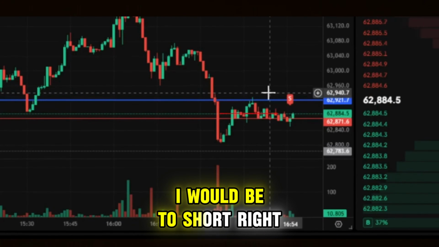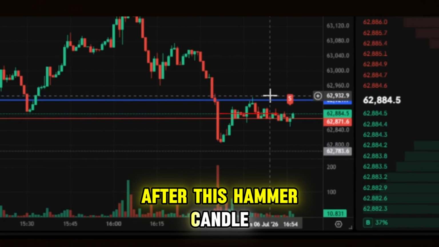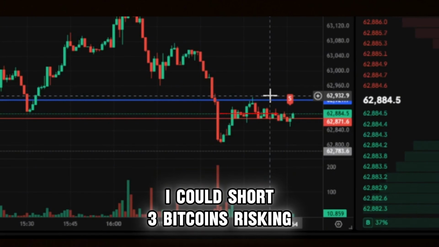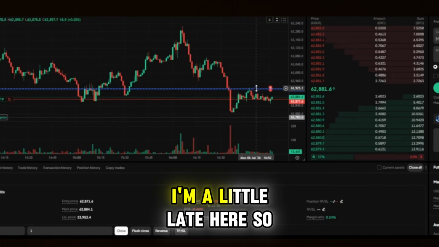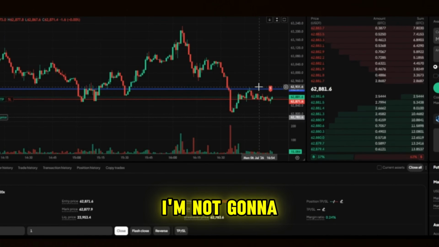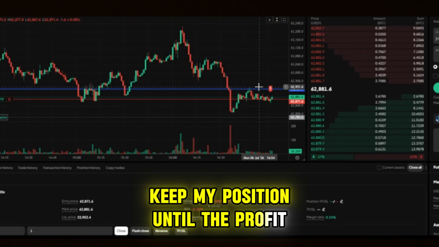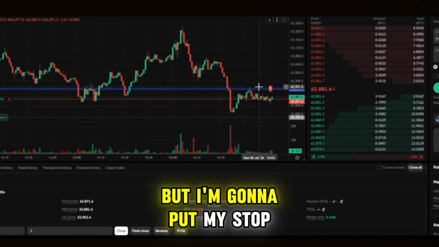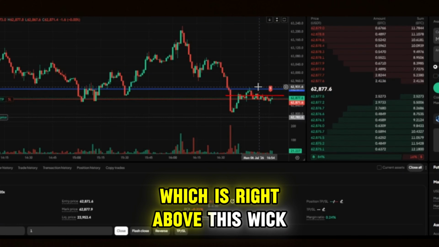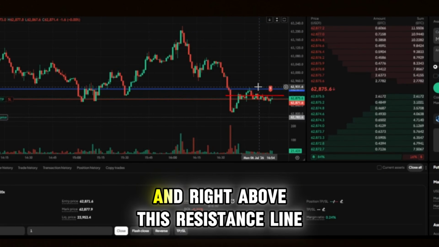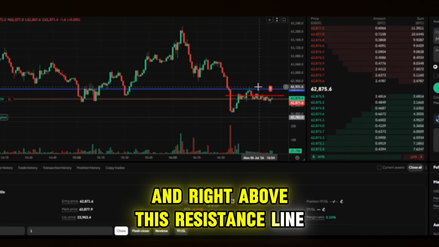Ideally I would short right after this hammer candle, because in this case I could short 3 Bitcoins risking the same price. I'm a little late here, so I'm not going to keep my position until the profit target, but I'm going to put my stop loss where it should be, which is right about this wick of the hammer candle and right about this resistance line.